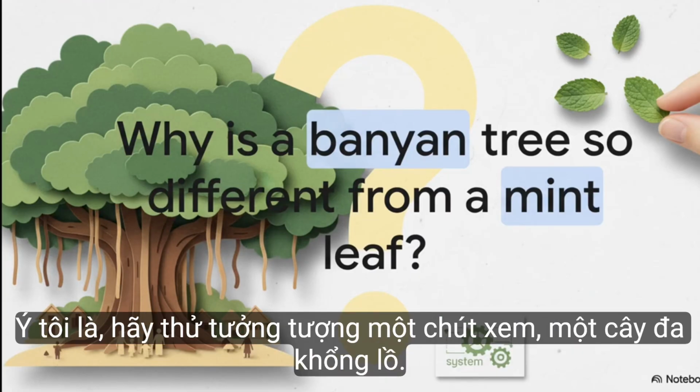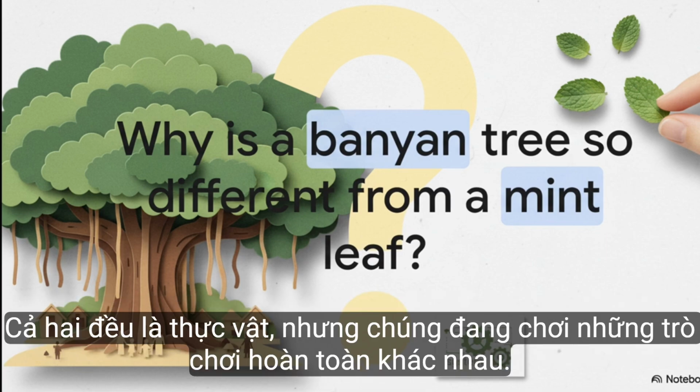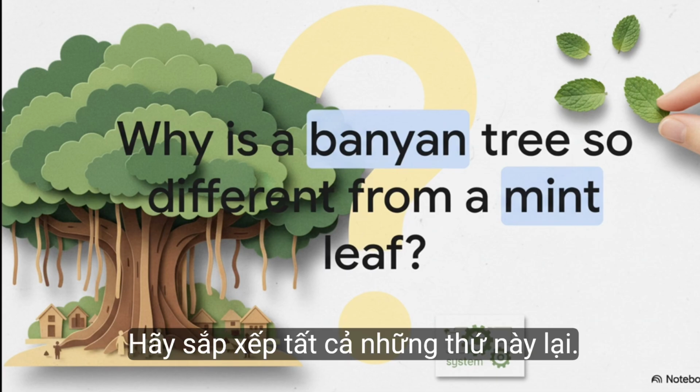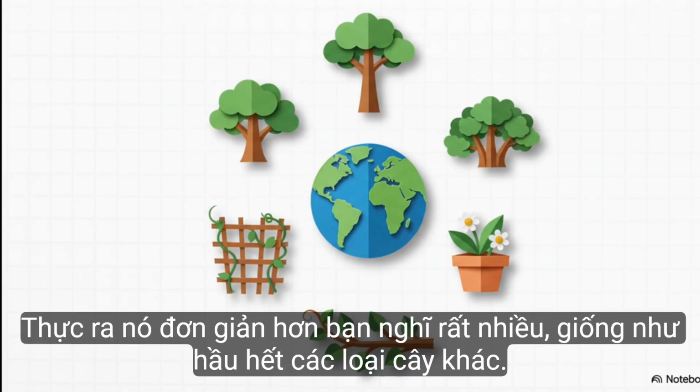Really, just picture it for a second. A massive banyan tree. It's big enough to give shade to a whole village. And then you have a mint leaf, something you can just crush between your fingers. They're both plants for sure, but they are playing completely different games. So how in the world do we organize all of this? Well, believe it or not, it's actually way simpler than you'd think.